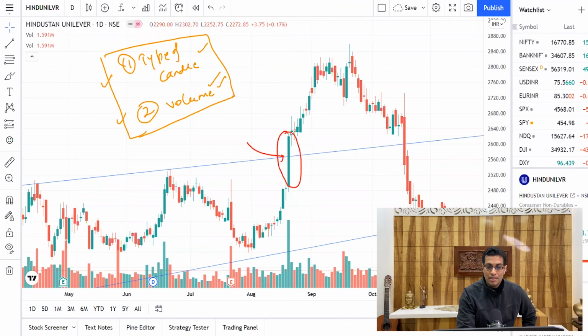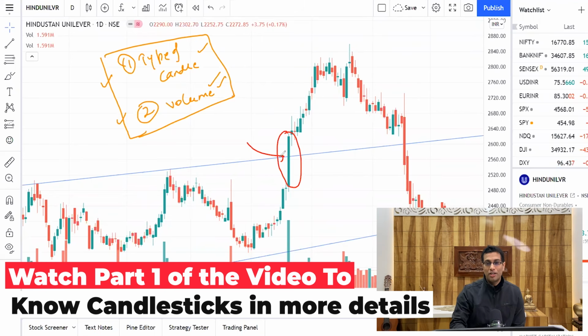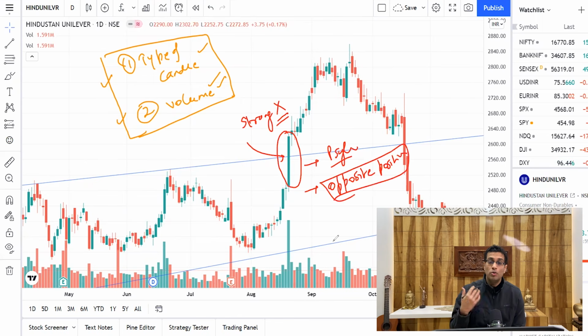So this candle has very small wicks. Wicks means, again, you tell me what wicks means. You have to watch part 1 of the video. So this is a very strong X type of candle. You need to comment what that X is. So this is a very strong X type of candle, and the psychology behind this is that here there are very few people who are taking opposite positions, right? What do I mean by very few people taking opposite positions?